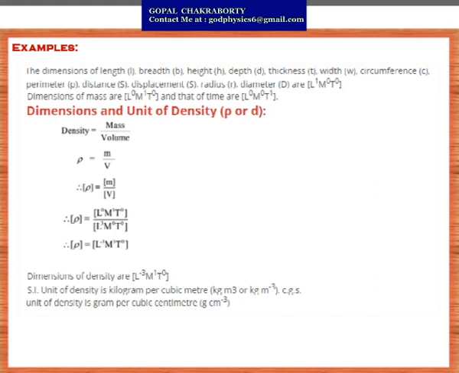If you substitute this, ultimately you will get the dimension of the density rho. Since volume is in the denominator, it is L to the power minus 3, M to the power 1, T to the power 0. So these are the dimensions of density. The SI unit of density is kilogram per cubic meter, and the CGS unit is gram per cubic centimeter.